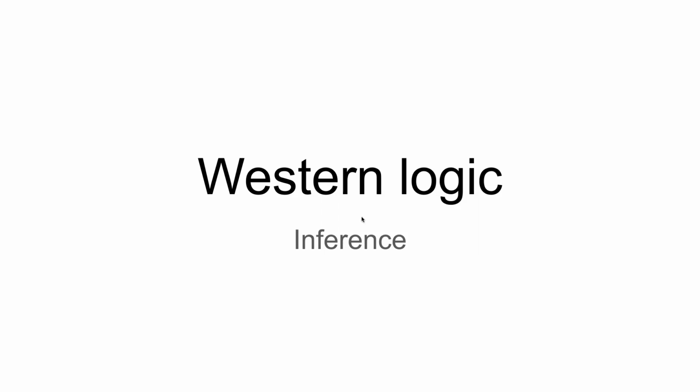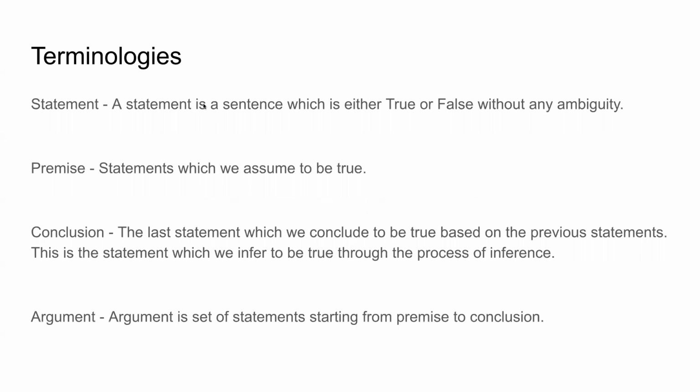You will see how simple it is. First, a few terminologies which we need to understand the Western way of inference. The smallest thing in an argument is a statement. A statement is simply a sentence which is either true or false, and it doesn't have any ambiguity.